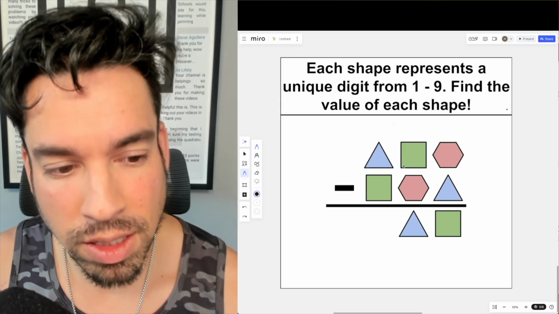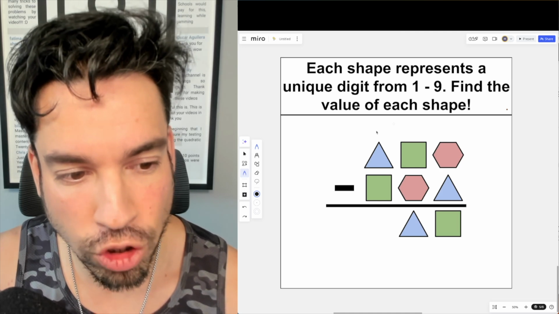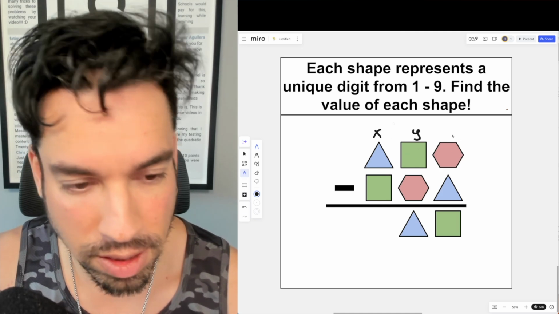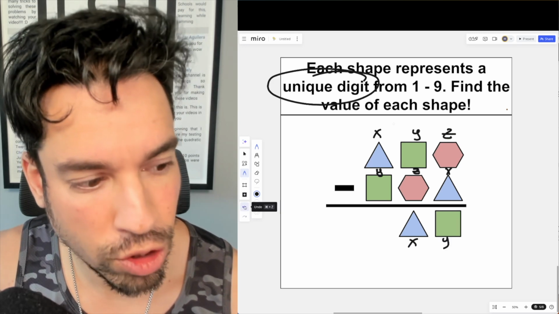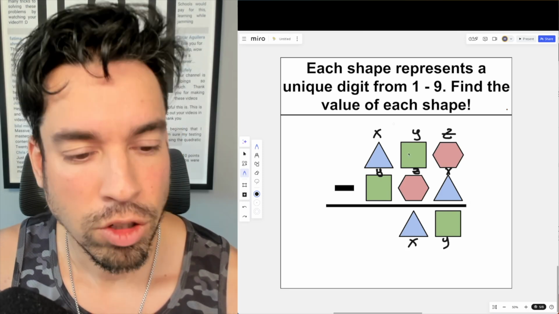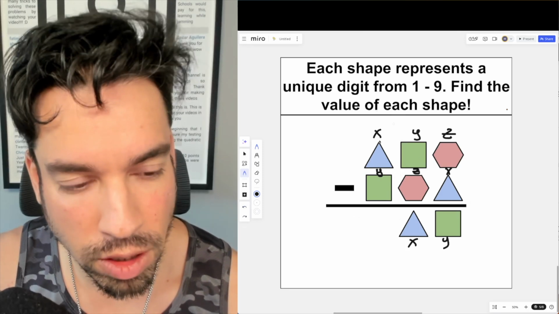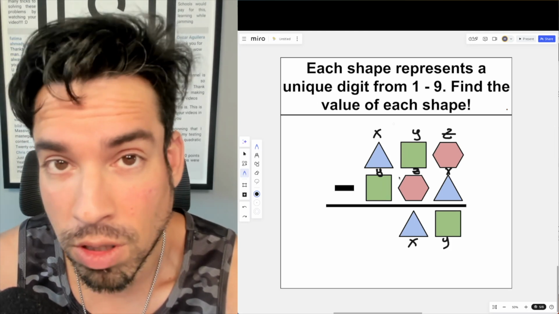So the way I'm going to figure this out is I'm actually going to assign variables to each of the colors. So I'm going to call the triangle X, the green square Y, and this hexagon Z. Now, this is a very important statement. They're unique digits, meaning X cannot equal Y, Y cannot equal Z, etc. So right off the bat, you see when we're subtracting these two, you might think, well, if X equals Y, that would make sense to have nothing here, but they don't equal each other. There must be a difference.